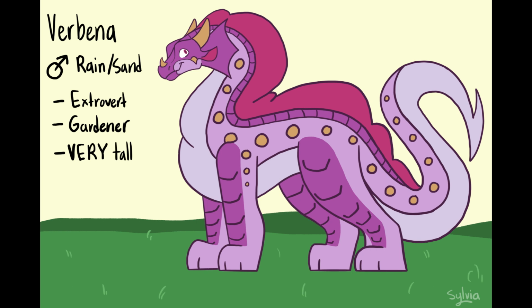Next we have Verbena, a male rainwing sandwing hybrid. He's very much extroverted and is a gardener. He's also very, very tall, much taller than most rainwings.